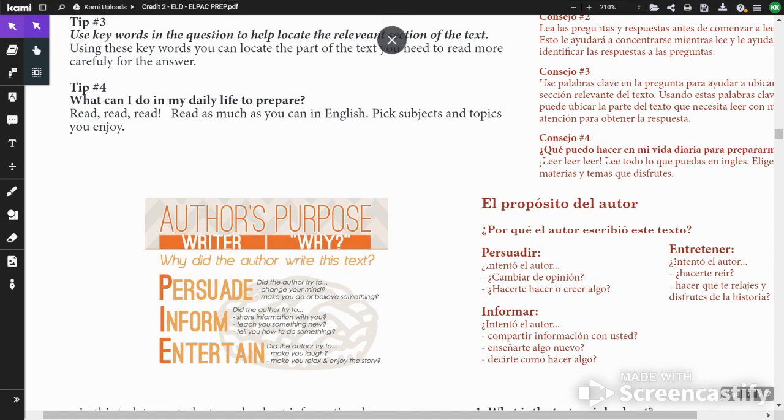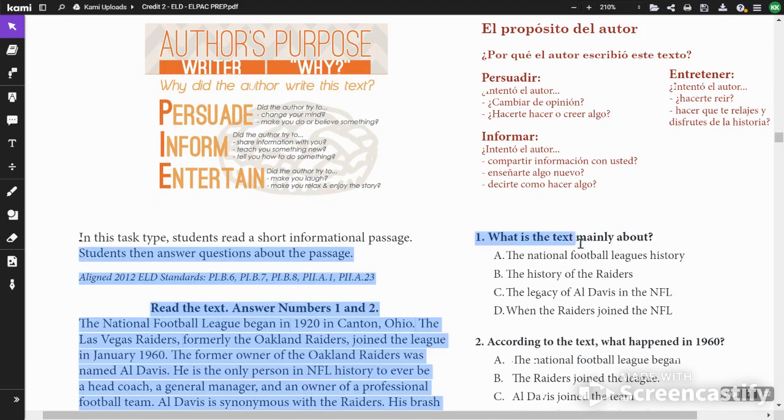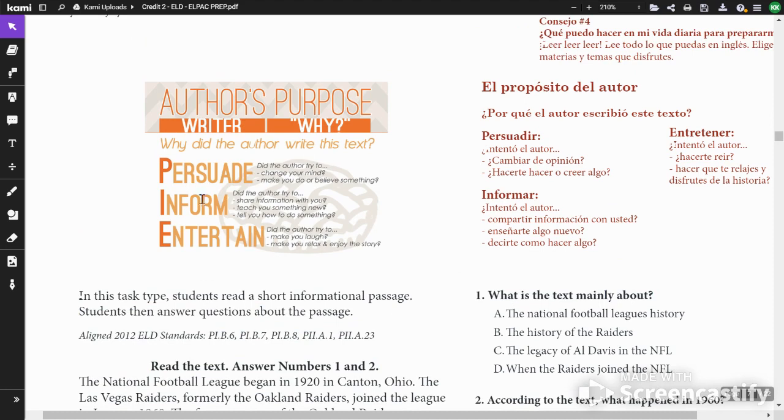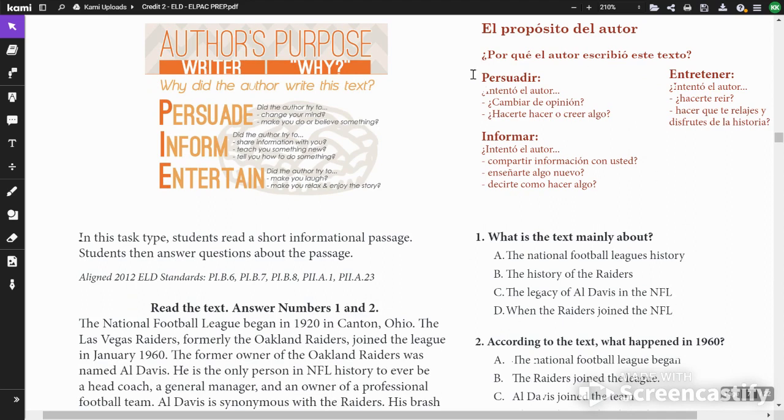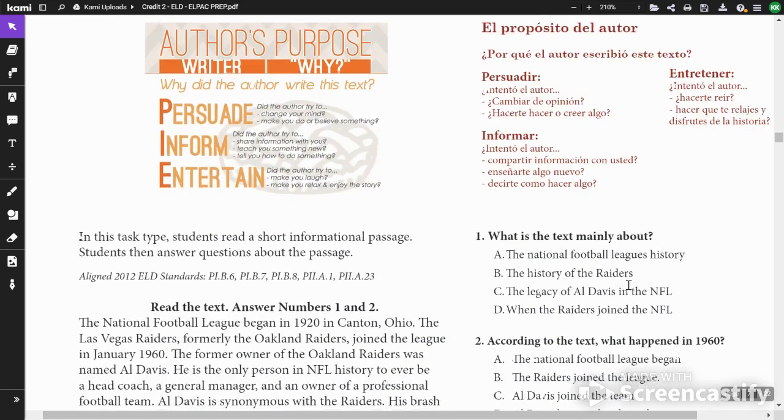Now, for this page, I also want to remind you the author's purpose is very important. Question number 1 asks, what is the text mainly about? You need to understand, is this a persuasive text? Are they trying to persuade me? Is this an informational text? Is the author trying to give me some information? Or is this text designed just to entertain? Are they trying to make me laugh or relax, enjoy the story, right? That kind of gives you a clue about how to answer this question. So make sure you're remembering and studying the author's purpose.